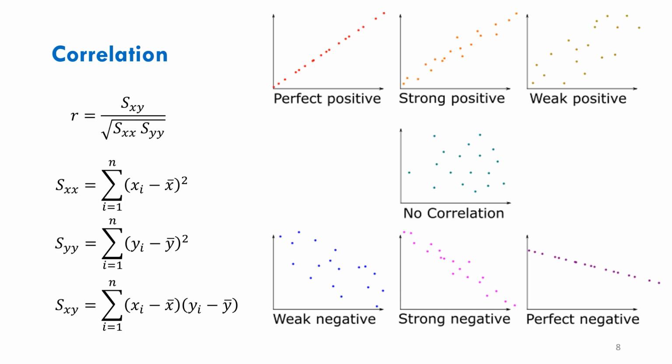R equals plus 1 is a perfect positive relationship, meaning all the data points can form a trend line with zero error. Similarly, R equals minus 1 shows a perfect negative relationship. R equals 0 means there is no correlation and a regression model is not possible.